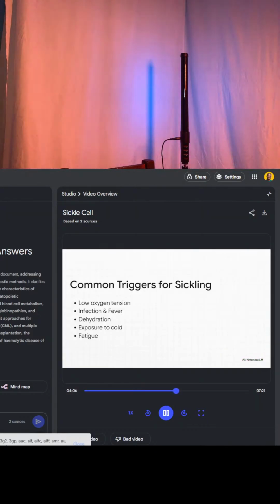This sickling process doesn't always happen out of the blue. It's often set off by specific triggers. Things like an infection, getting dehydrated, or even just being exposed to cold can cause huge numbers of these cells to change shape all at once, leading to a system-wide traffic jam.